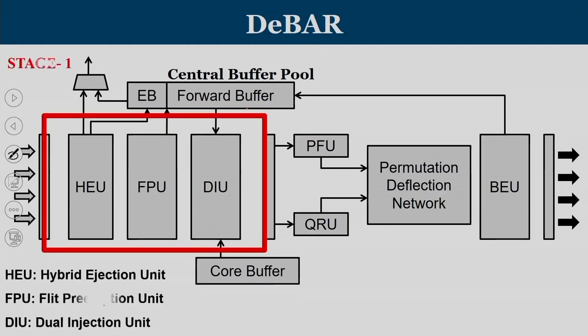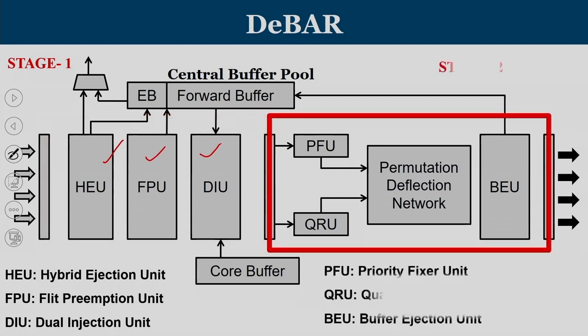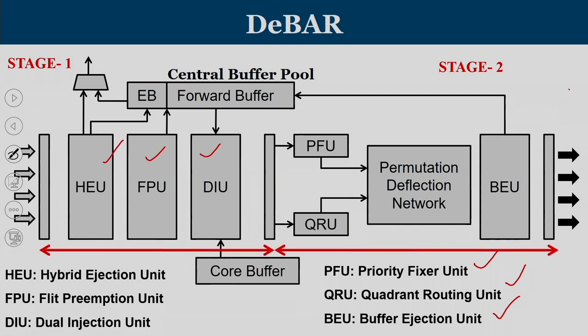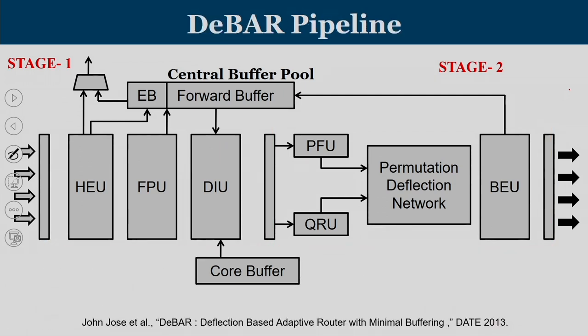This is also a two stage router. Stage 1 consists of the hybrid ejection unit, the flit preemption unit, and the dual injection unit. Three units are there in stage 1. In stage 2, there is a priority fixer, a quadrant routing unit, and as usual our permutation deflection network, which is a parallel port allocation unit, and the buffer ejection unit. So these are the two stages and the various functional units of the new router D-bar. Now, we will try to see stage 1 and stage 2.